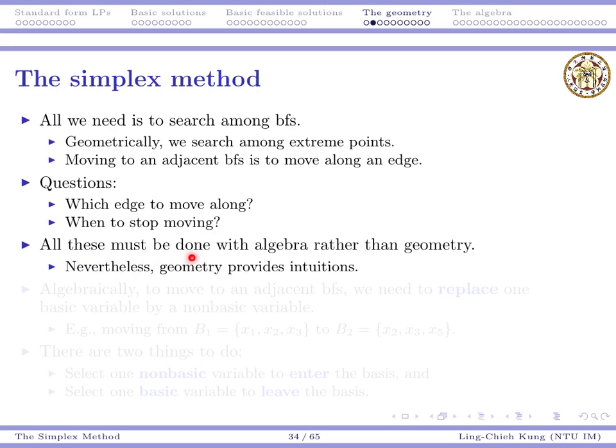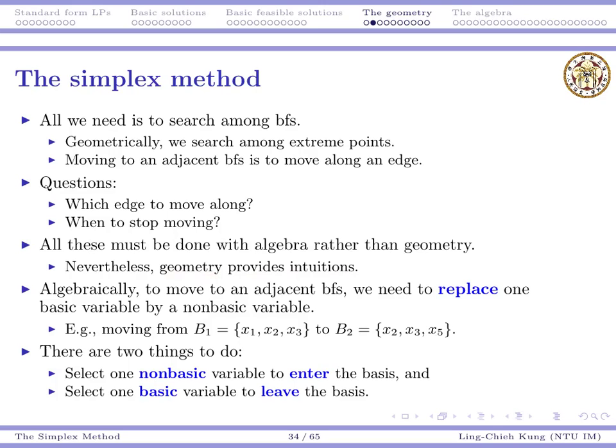All this must be done with algebra in general, because in general there may be 1000 variables and 2000 constraints. It's impossible to do them with graphs, right? But graphs or geometry can give us intuitions and actually some theoretical background. But here we only use graphs to give you some basic ideas.